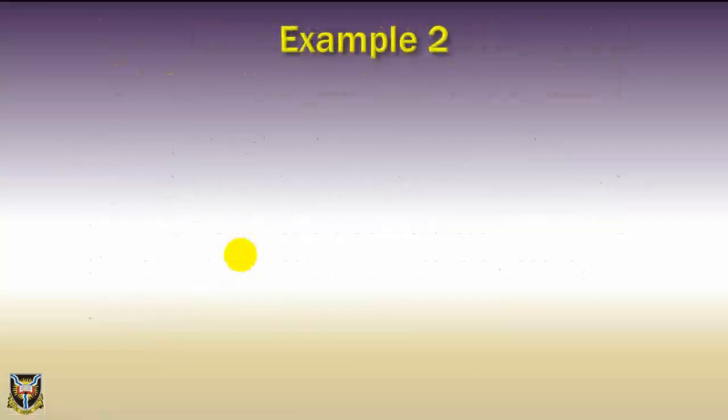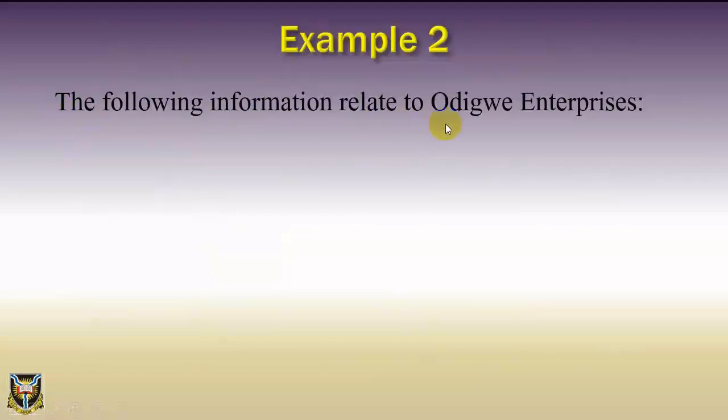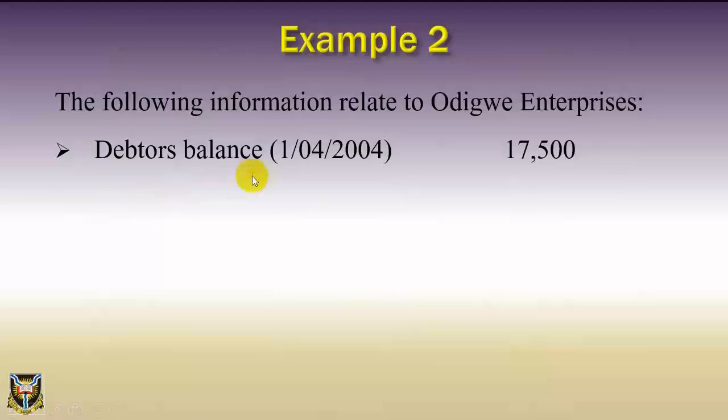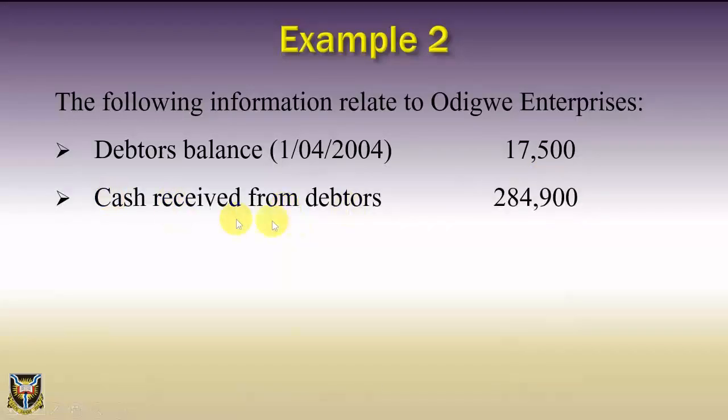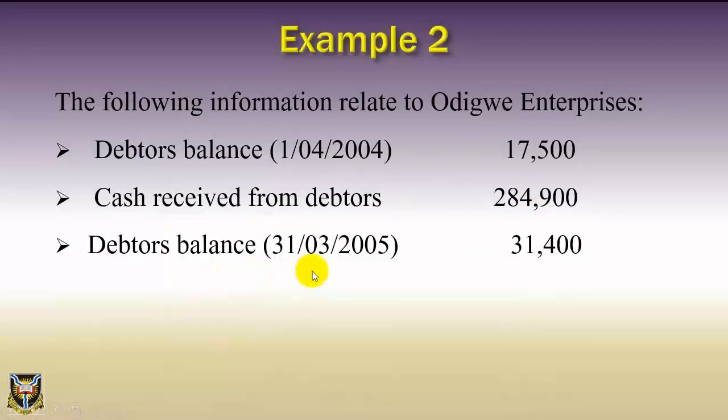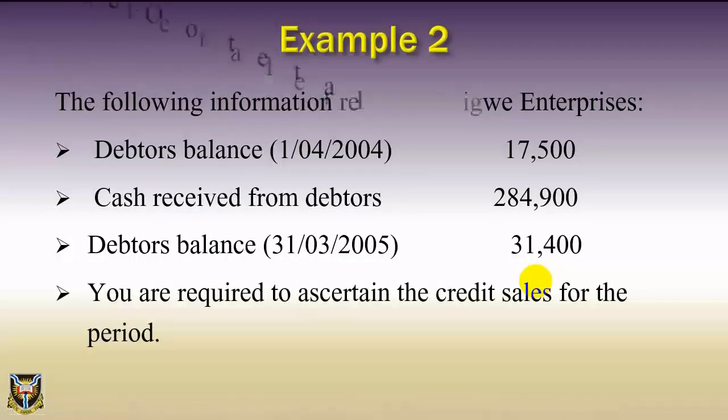Example 2. The following information relates to Odigwe Enterprises. Debtors balance 1/4/2004, 17,500. Cash received from debtors, 284,900. Debtors balance, 31/3/2005, 31,400. You are required to ascertain the credit sales for the period.